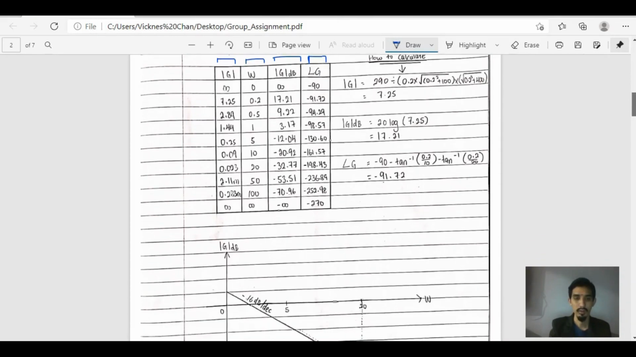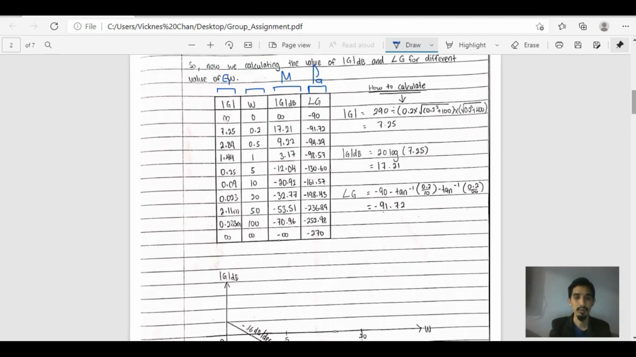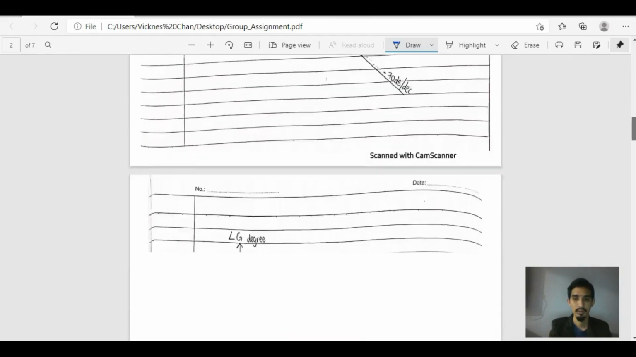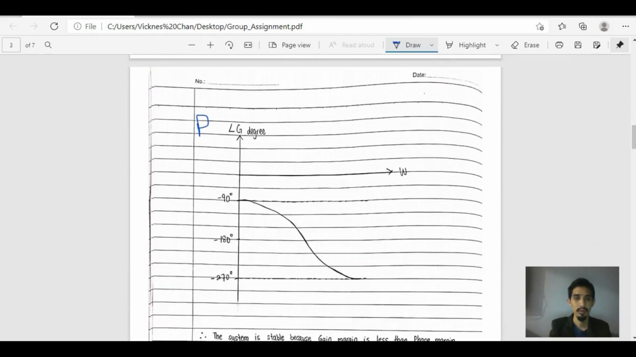Before we plot the graph, we need to know the maximum and the minimum value. Our minimum value that I assume is 16 because we get 70.21, and our maximum value I assume as 70 because we get 70.96. Based on the magnitude and the phase angle, we are going to plot a graph. Here is our magnitude graph and also our phase angle graph. Now let's look at our simulation.